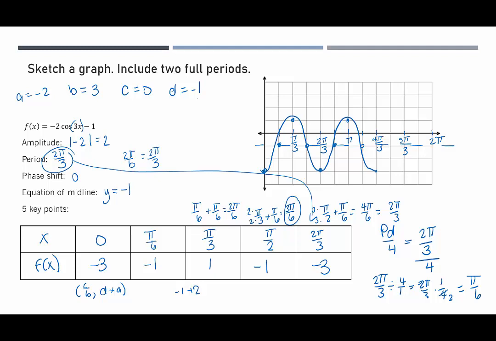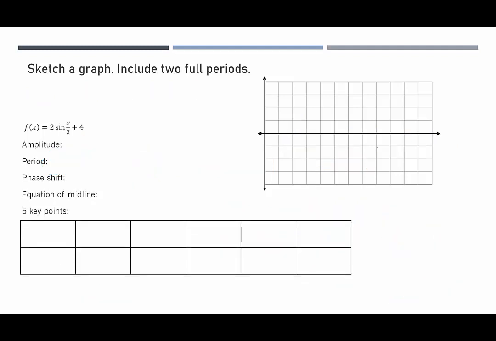We're going to do another example, or actually quite a few, so that hopefully this will start to click. How about this one? We have f of x is equal to 2 times sine of x over 3 plus 4.